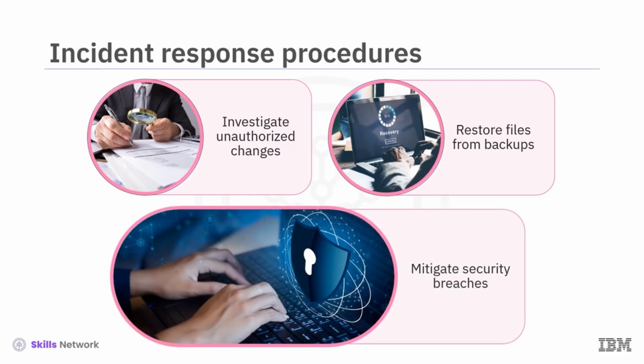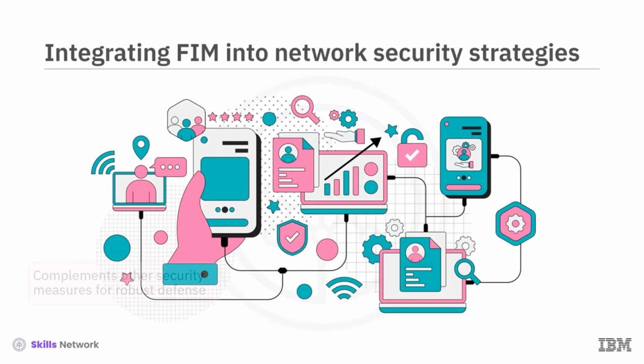Finally, mitigate the existing security breaches by taking steps to secure the system after a detected breach, including patching vulnerabilities and enhancing security measures. This may involve implementing additional controls, updating policies, and thoroughly reviewing the incident to prevent future occurrences. File integrity monitoring complements other security measures, such as firewalls and antivirus solutions, to provide a robust defense strategy.